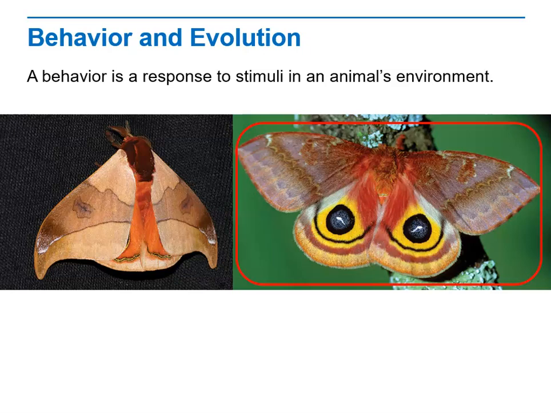Think about how animal behavior can evolve through natural selection. A behavior that is influenced by genes and that helps an individual survive will be passed to its offspring and spread through the population over time.